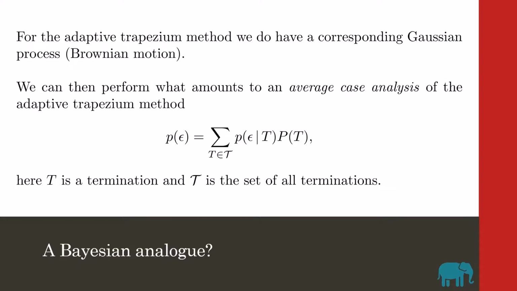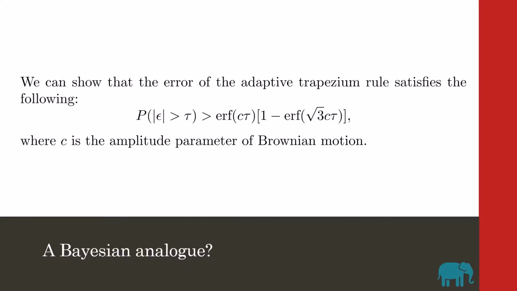Right, so you can perform what amounts to an average case analysis of the adaptive trapezium method, where you are interested in computing the distribution of the error. And you can do this in this case. It's actually quite a hard computation. In fact, it's like an infinite sum of all possible terminations. What you can show is that the probability of the absolute value of the error being greater than the global error tolerance is greater than this value here. And so this is a negative result because really when an applied scientist would use the adaptive trapezoidal method, they would be assuming that this value is essentially 0.